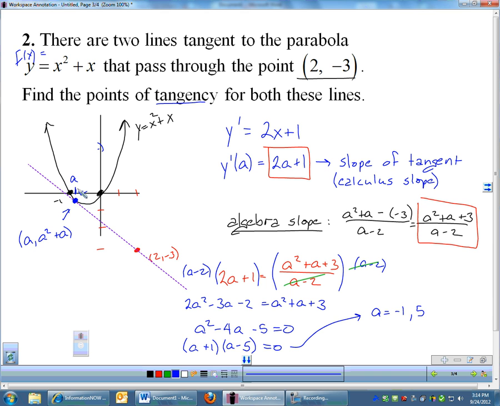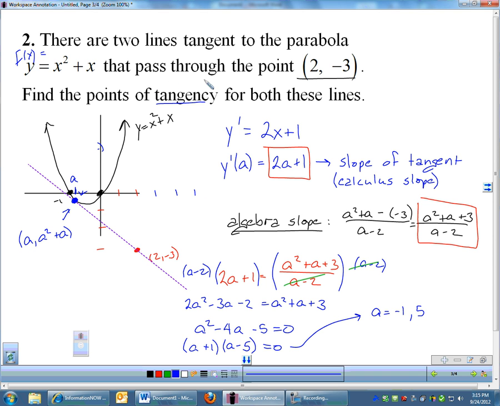So I get one tangent that happens at negative 1, so it was a little bit off, but negative 1 makes sense. I will have a point of tangency around negative 1. My other one, positive 5, is way over here, way up off the graph, somewhere up there. So those are the two x-coordinates of tangency, negative 1 and positive 5.